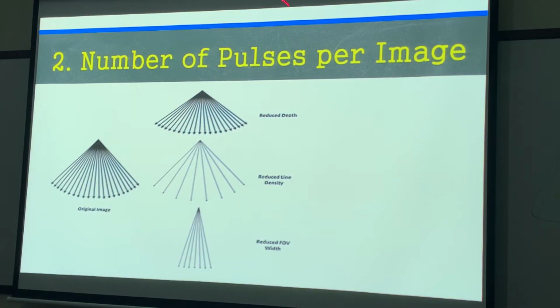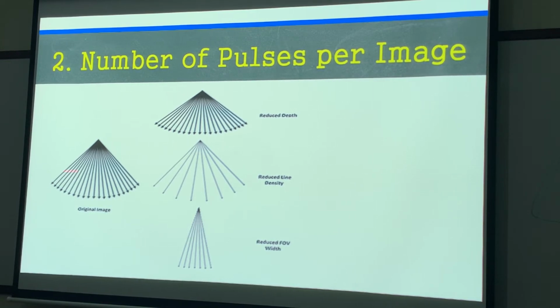So this is our summary of the number of pulses per image. This is our original image right here. We have pretty heavy line density, but now we have a reduced amount of depth. So our temporal resolution is going to be better, because our depth is shorter. We're going to have higher frame rates because we're able to acquire more images now, because we have a shallower depth.